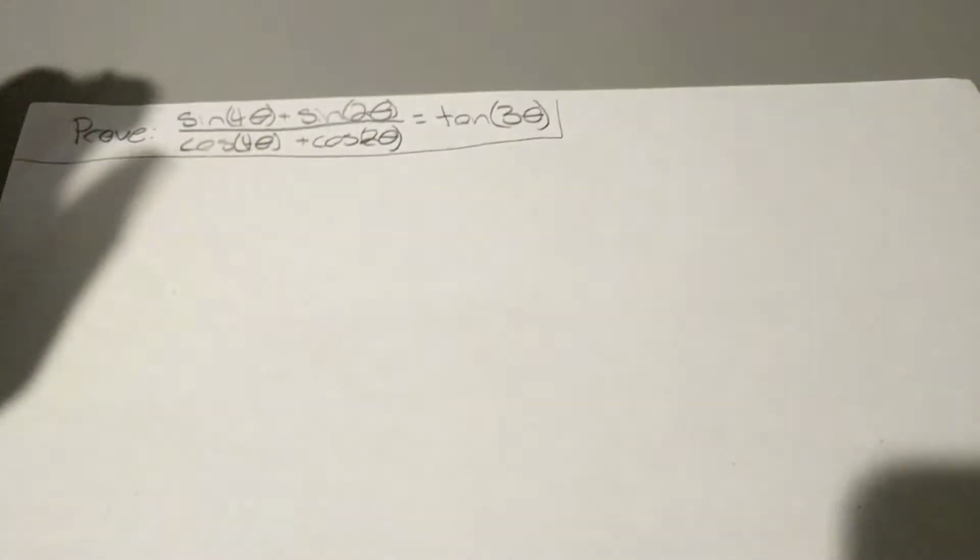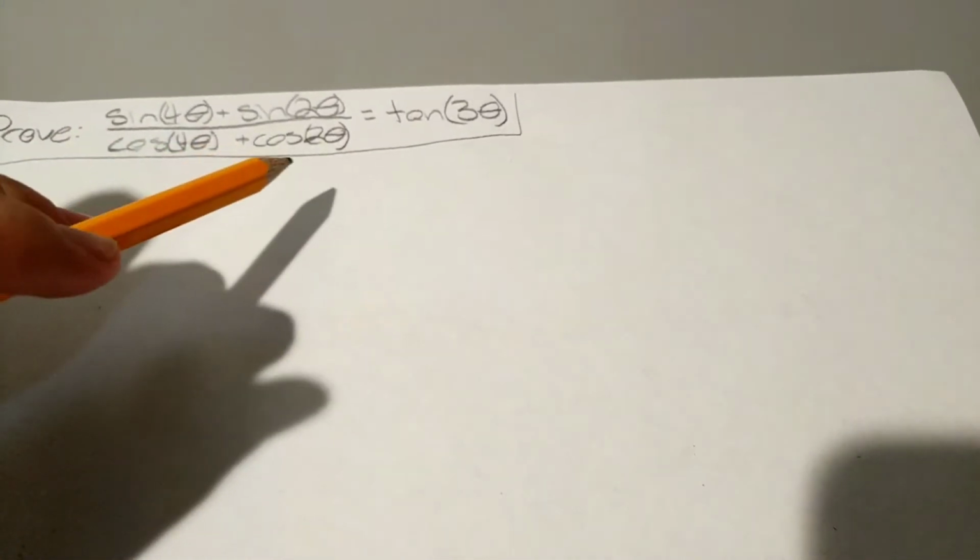Okay, now for this next problem. It's sine of 4 theta plus sine of 2 theta over cosine of 4 theta plus cosine of 2 theta equals tan of 3 theta. So I'm going to solve that using the sum to product formula. The sum to product formula is basically when you have a sine of whatever plus a sine of whatever. And then I'll get that in really nice terms that helps it cancel out in this case.